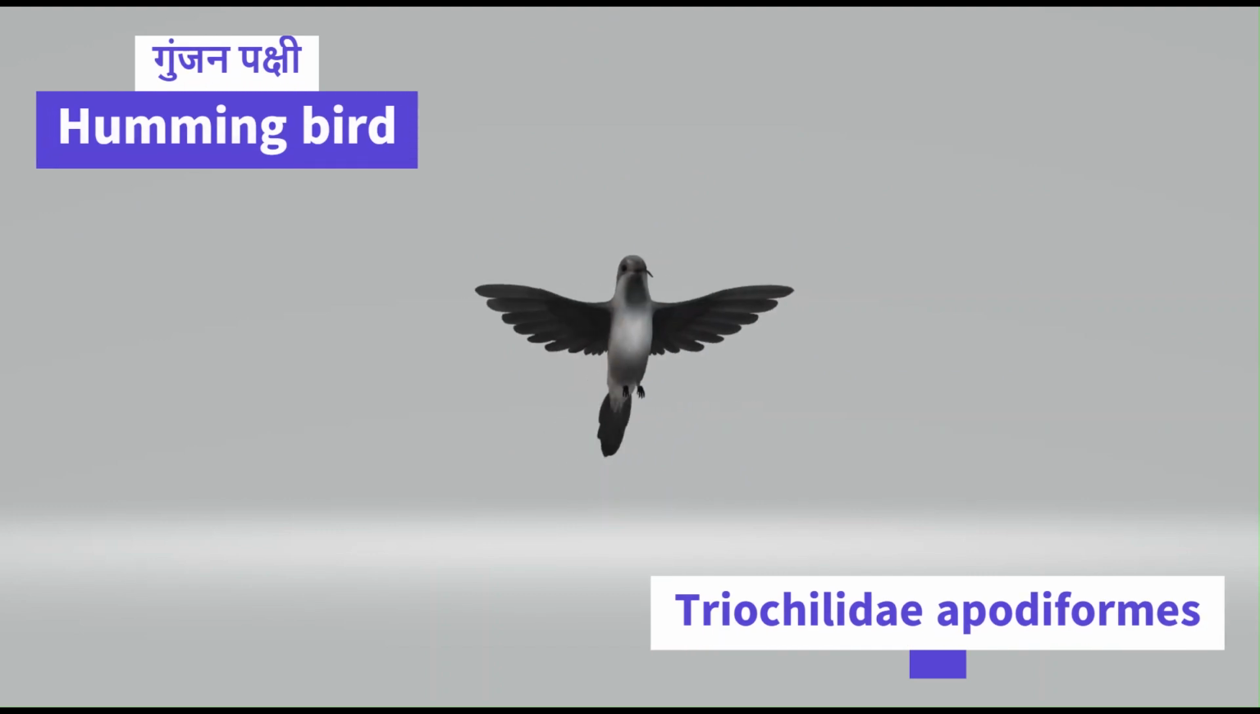It is known as Gunjan Pakshi in Hindi. The scientific name of hummingbird is Triochelide apodiformes.